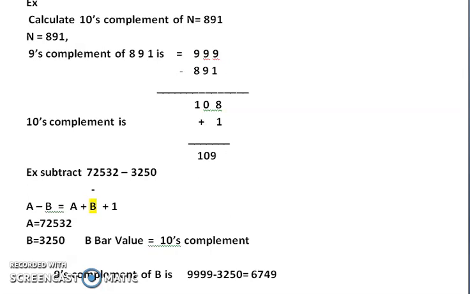The result is 6749, and it is a 4-digit number. The number of digits must match, so you can put another 0 here, and again put a 9.